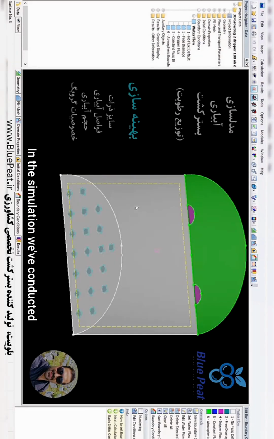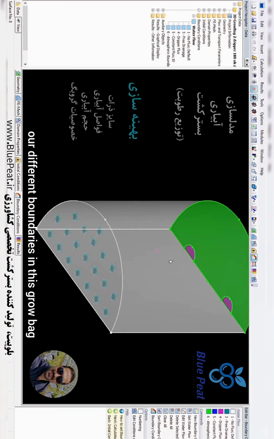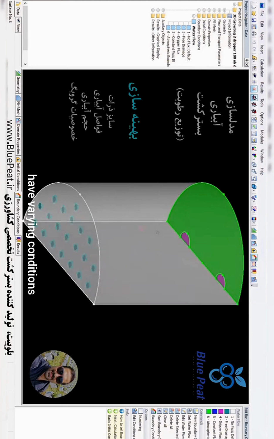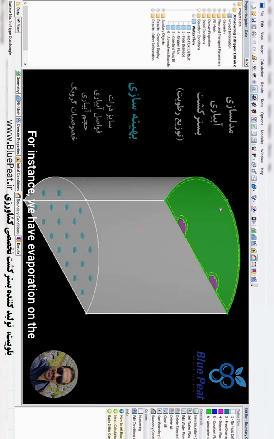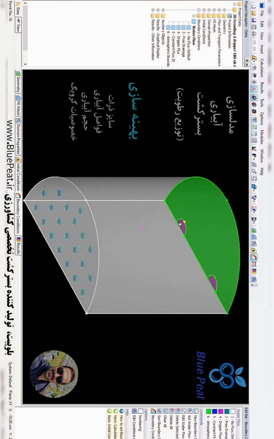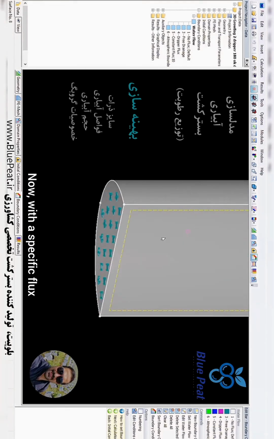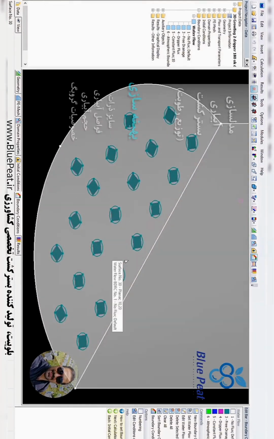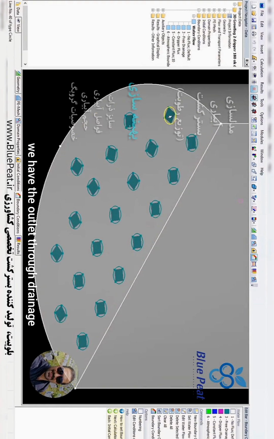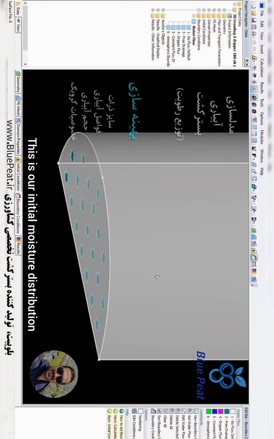In the simulation we've conducted, our different boundaries in this grow bag have varying conditions. For instance, we have evaporation on the top surface of the grow bag. At the cross-sectional area of our drippers, we have the water inlet, with a specific flux that we've set for it, and in the bottom holes, we have the outlet through drainage. This is our initial moisture distribution.